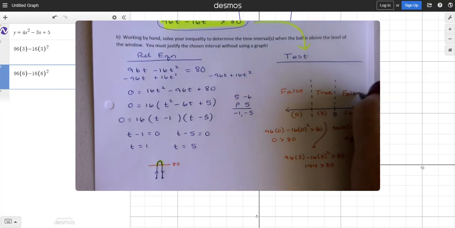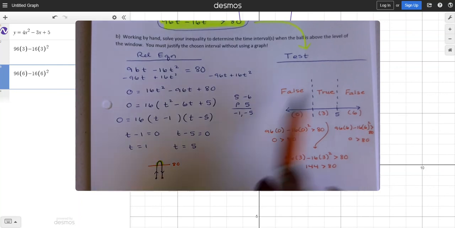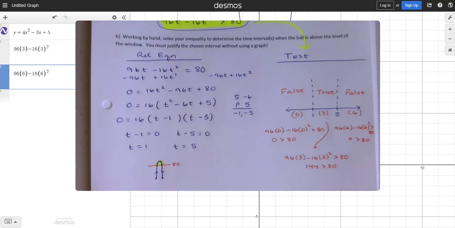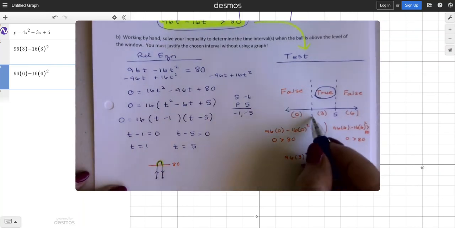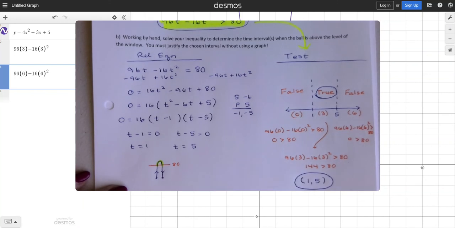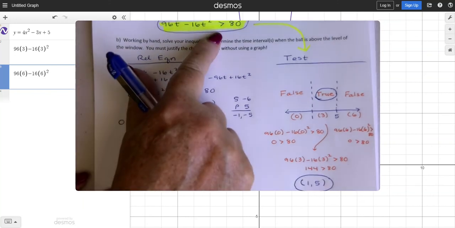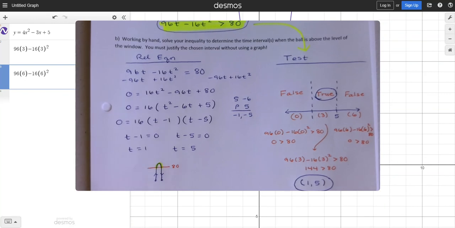Again, none of this is unexpected. I'm just now showing that I can get the same result analytically as I expected from kind of a visual graph in my head. So this is true from 1 second to 5 seconds, or on the interval from 1 to 5. It was just greater than, not greater than or equal to, so I did use the parentheses rather than the brackets.